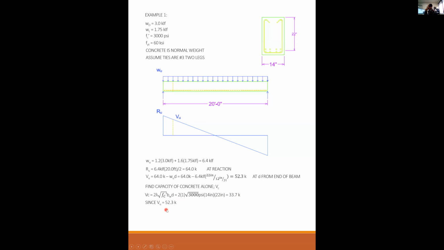Now, since V_u is 52.3 kips, V_u is most certainly greater than half of phi V_c, which would be 0.75 times this times a half, which is like 12.6 kips. So clearly V_u is much larger than 1/2 phi V_c. So therefore, I absolutely need shear ties. So this statement here says I have to have shear ties, right? So this is something that you'll do each time. You'll make this check and verify whether or not you have to have shear ties.